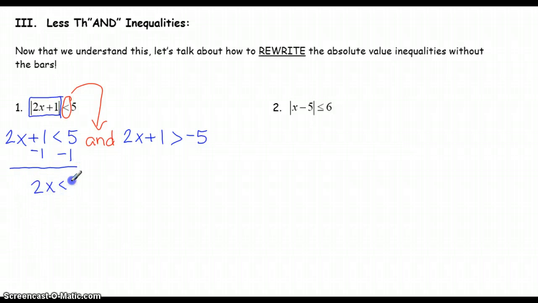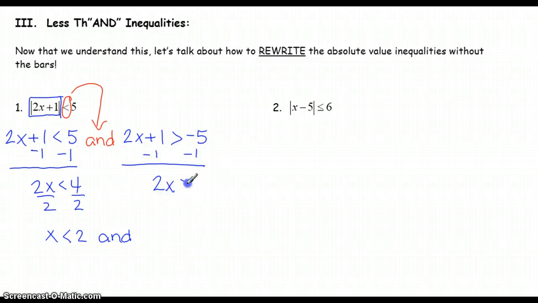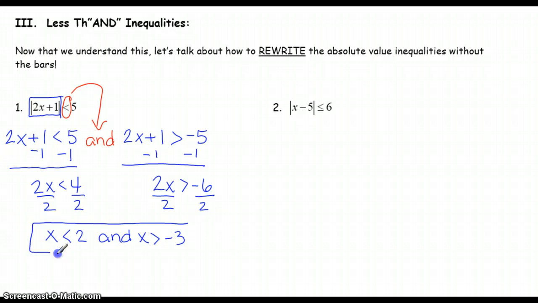2x is less than 4. Divide both sides by 2. So x is less than 2. And let's solve the other side. Subtract 1 from both sides. 2x is greater than negative 6. Divide both sides by 2. X is greater than negative 3. So our solution is that x is less than 2 and greater than negative 3.